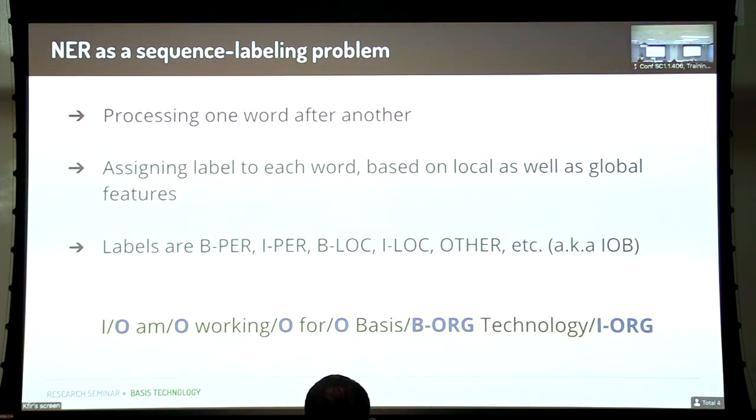So you see this example. I'm working for Basis Technology. So "I'm working for" get O because they're not names, and then "Basis Technology", so we have B-ORG and I-ORG, right? Beginning of organization and so on. This is also called the IOB annotation scheme, inside, outside, begin, and this is how we expect to see annotated data, right? Exactly like what you see right here. There are some extensions to this annotation scheme, but I think for the sake of this discussion, it's good enough.